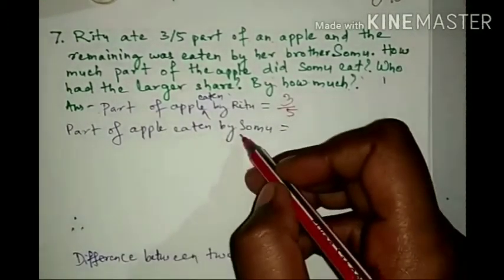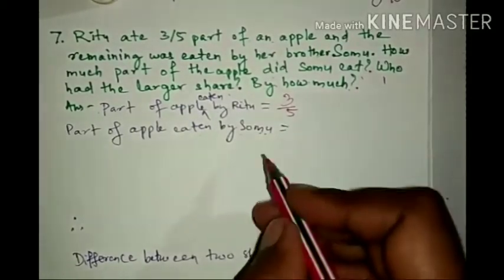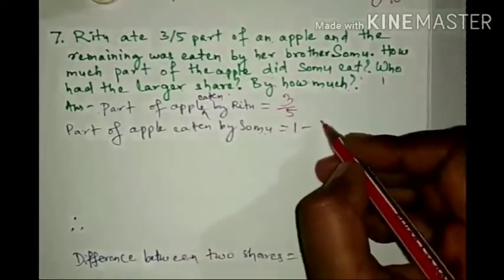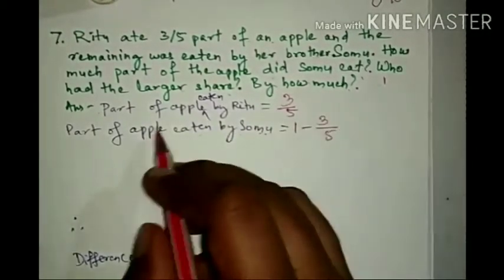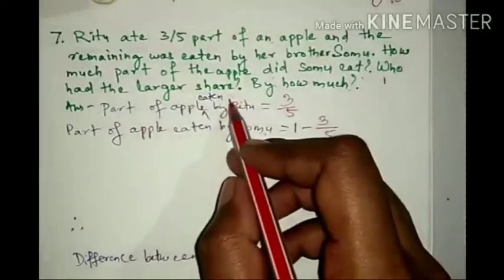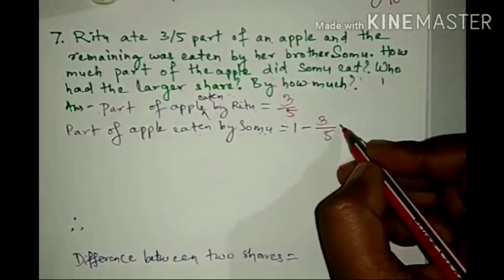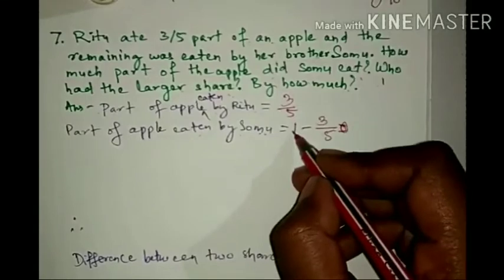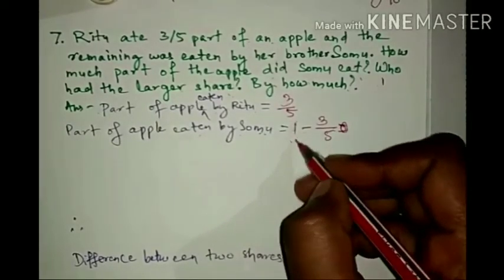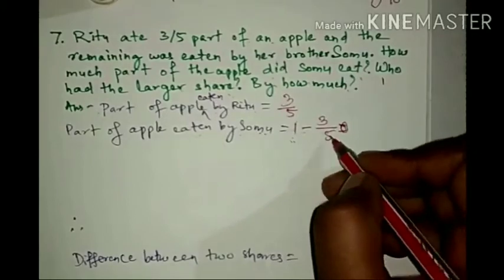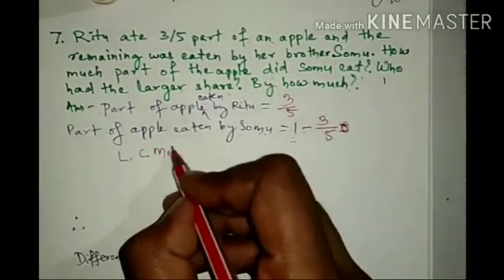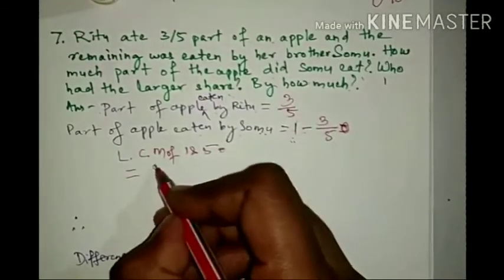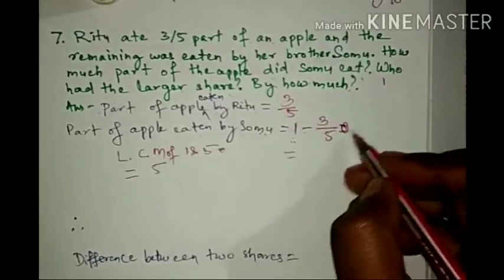So part of apple eaten by Somu. Somu how much he has eaten? 1 whole minus part of apple eaten by Ritu. 1 minus 3 by 5. So here 1 equal to what? 1 into 1 by 1. So here 1 and 5. So LCM of 1 and 5 is how much? 5.